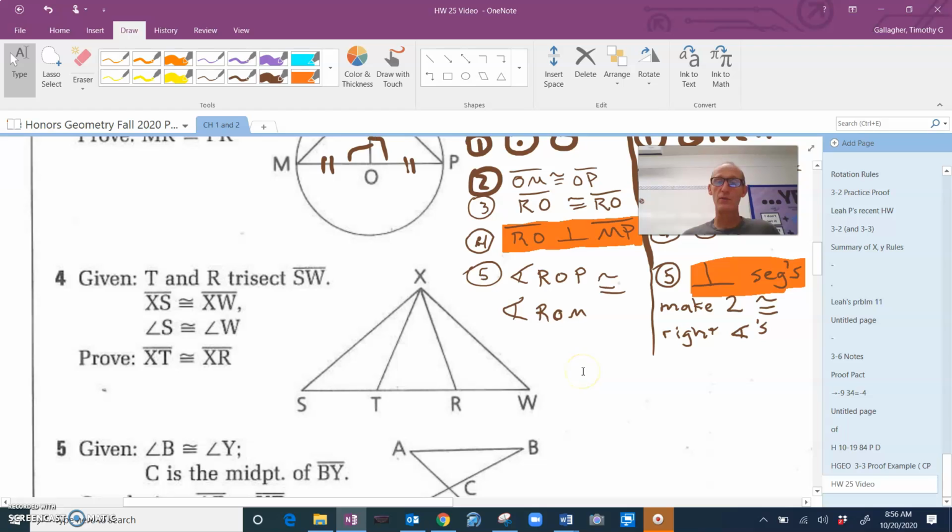Okay, so number 4 is the trisect one. I think we did this in class, but we look at this and say T and R, those 2 points, trisect SW. That means that this segment and this segment are all equal. And so now XS, the other given here, XS is congruent to XW.